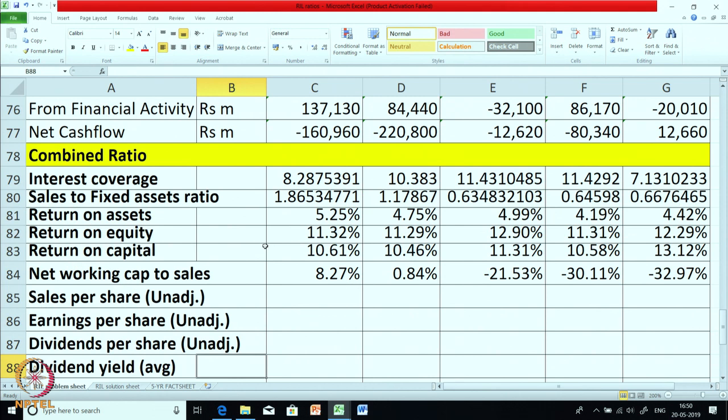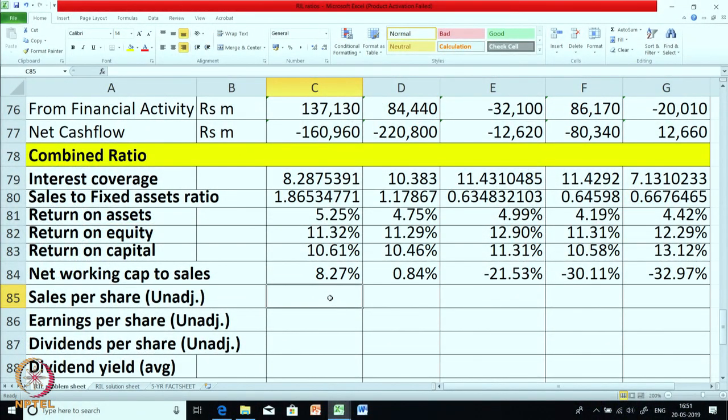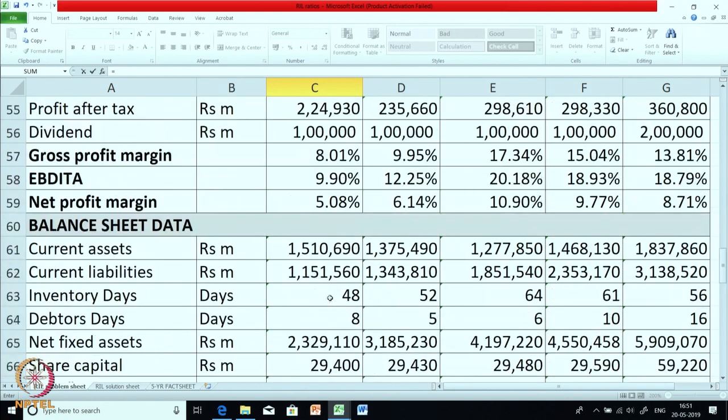So, we had come up to the net working capital to sales ratio, and we had seen that the movement is really very interesting, from +8% to -32%. So much is a negative working capital now as a percentage of sales. Next one is sales per share. So take the sales and divide it by the number of shares.